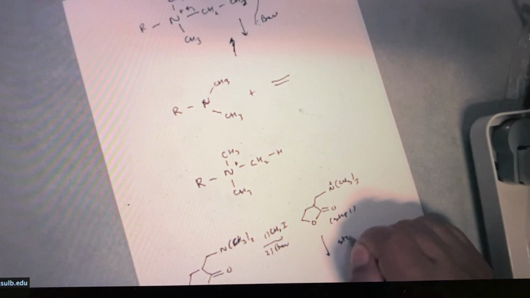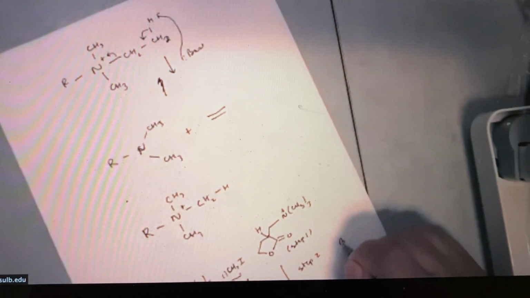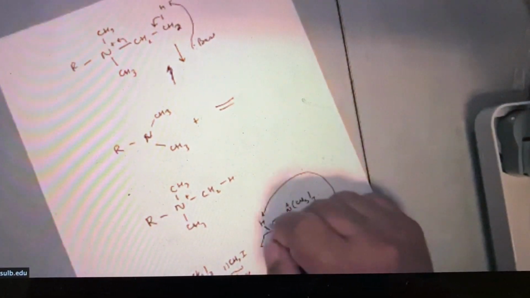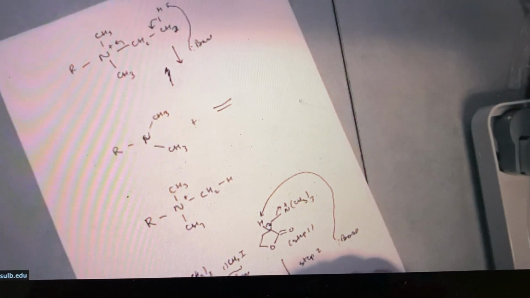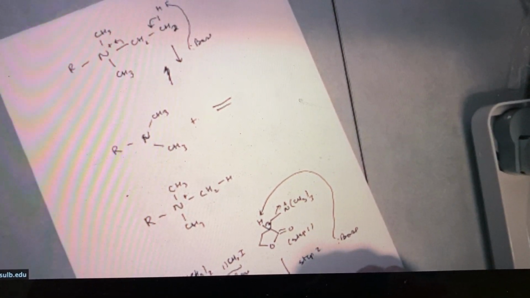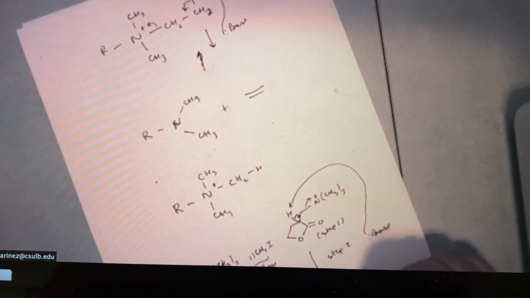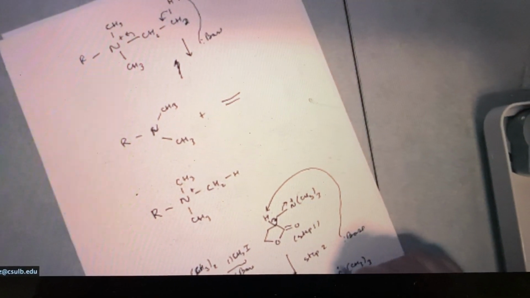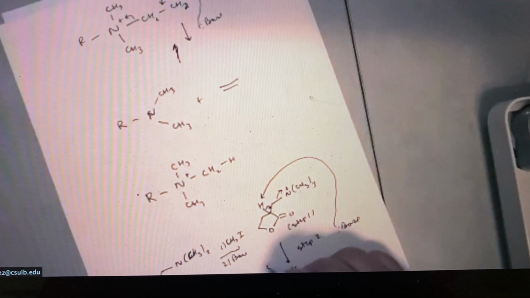Step two basically takes a base. I'll push the arrows because the arrows were not on that slide. And I'm making a double bond there and a leaving group. So this is my E2 elimination step.